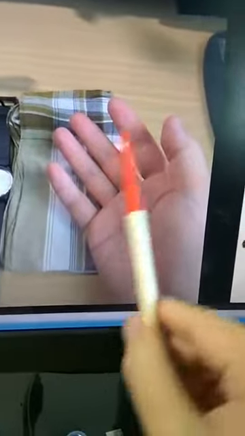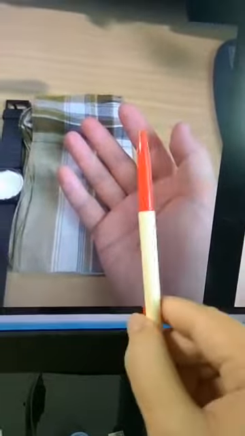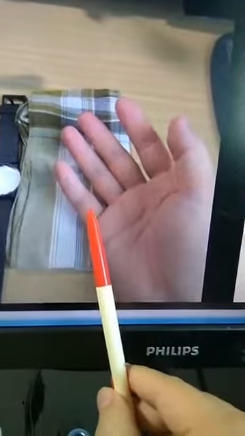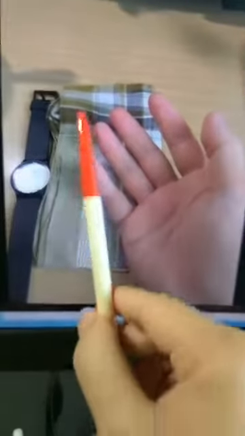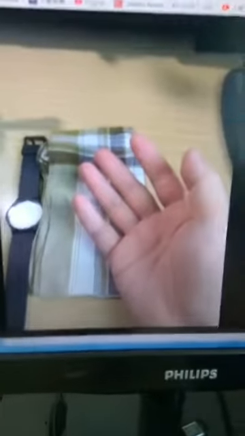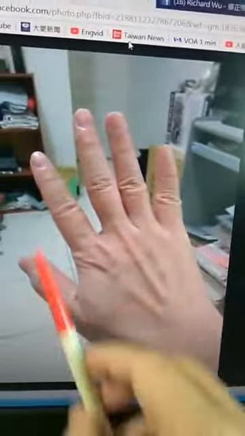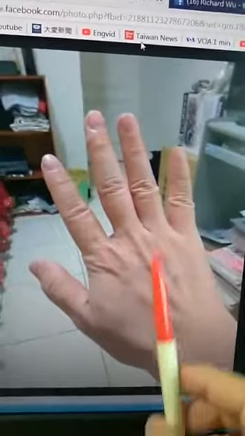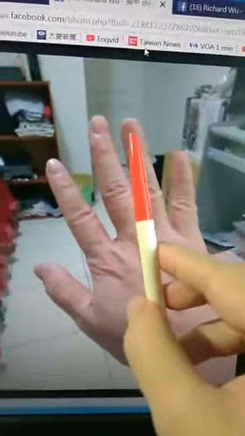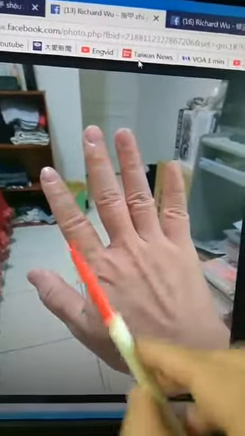Again, 手, 手掌, 手指, 手帕, 手表. Okay, let's continue to our next picture. How to say this? 手, right? Again, 手. But how to say fingernail? And how to say each individual finger? Then let's talk about that.